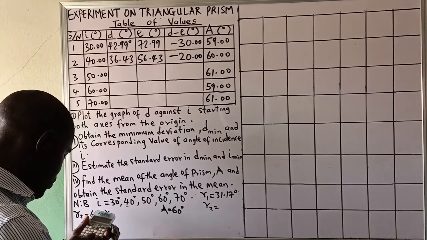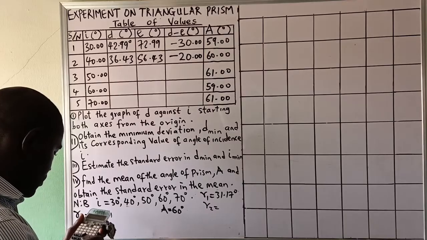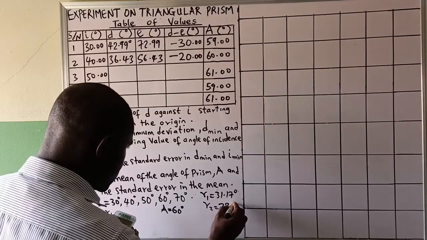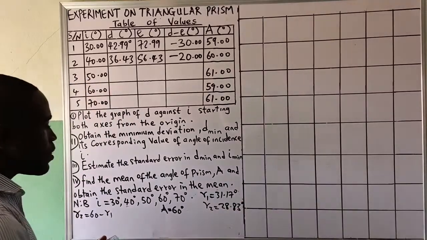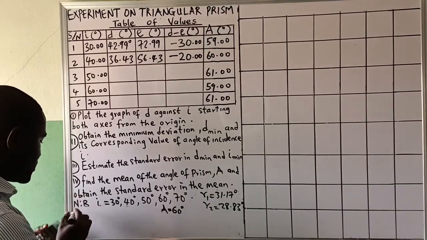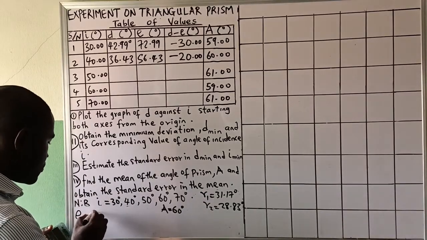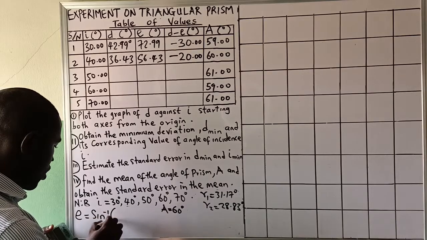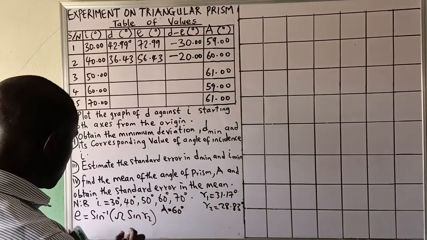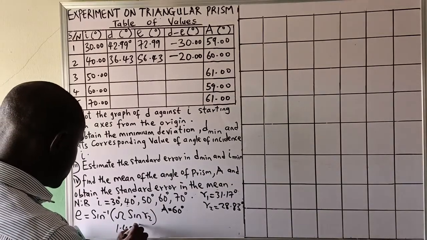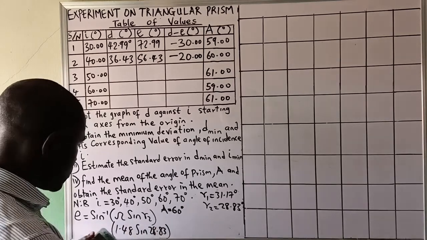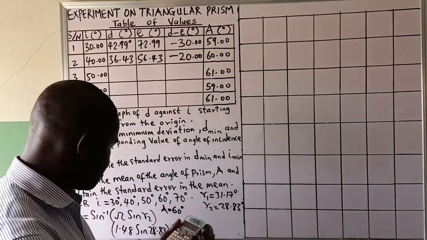60 minus 31.17. That will be giving us 28.83 degrees. So we go to the next one, that emergent angle is equal to sine inverse of refractive index times sine R2. And refractive index 1.48, sine R2 is 28.83. So we'll be having it this way.